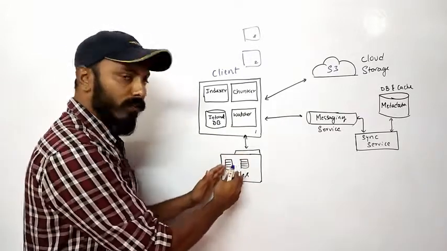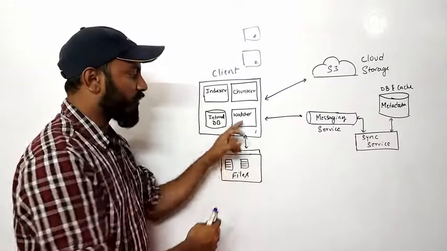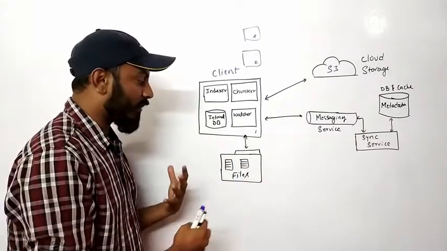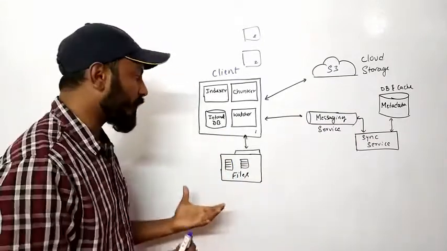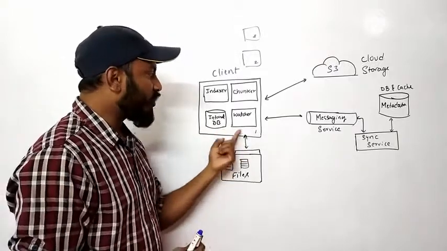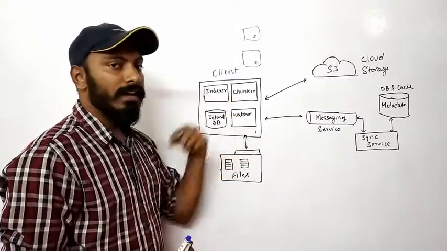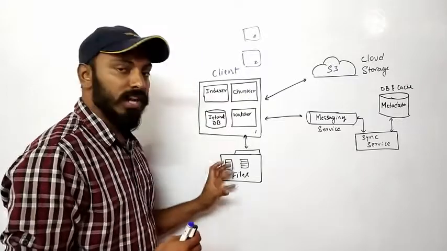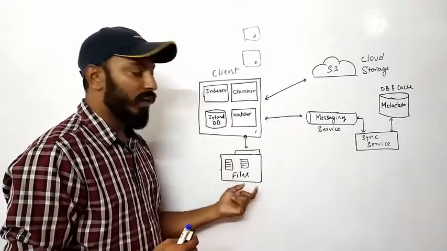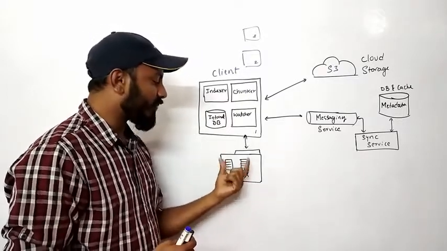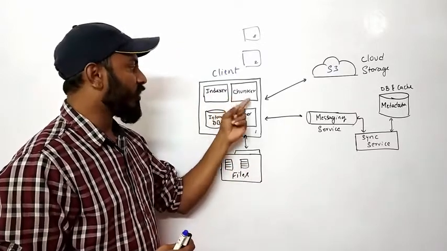As soon as we put some files into this folder, this watcher will get notified that a couple of files have been added to the folder. What it does is notify the chunker and indexer that some change has happened to the folder, and it also passes the path to the files to the chunker and indexer.